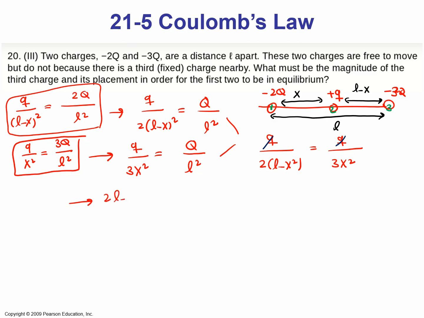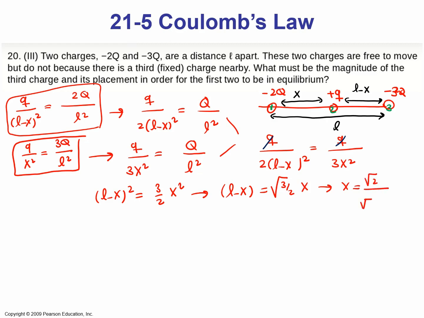So we have 2L minus 2, and I just made a mistake here. This squared is actually here. So we have (L minus X) squared is equal to 3/2 X squared. And if we take the square root of both sides, we have L minus X is equal to the square root of 3/2 X. And we can solve it for X: X is equal to the square root of 2 divided by the square root of 3 plus the square root of 2, multiplied by L, and simplifies as X equals 0.449 times L. So that is for X.